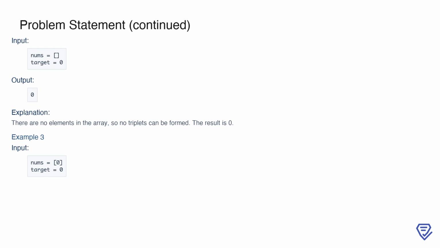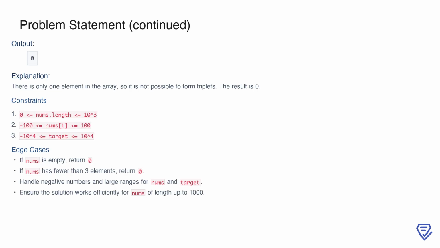Now, let's examine a couple of additional examples to clarify edge cases. In the first example, the input nums is an empty array, and target is 0. Since there are no elements in the array, it is impossible to form any triplets. Therefore, the output is 0. In another example, where nums contains only one element, such as 0, with target again being 0, there still aren't enough elements to form a triplet. As a result, the output is also 0 in this case.